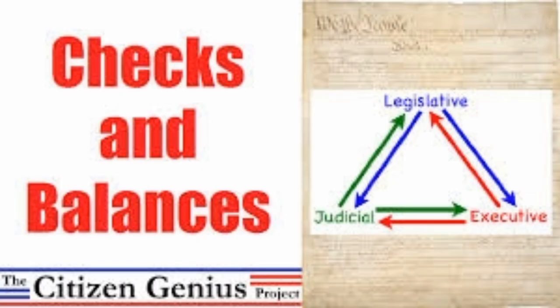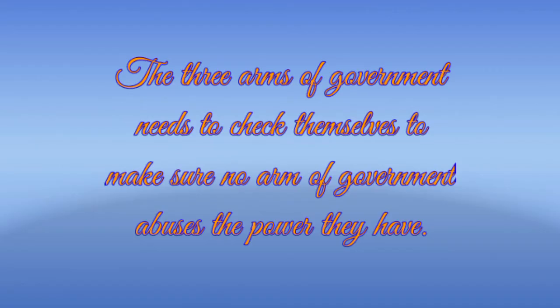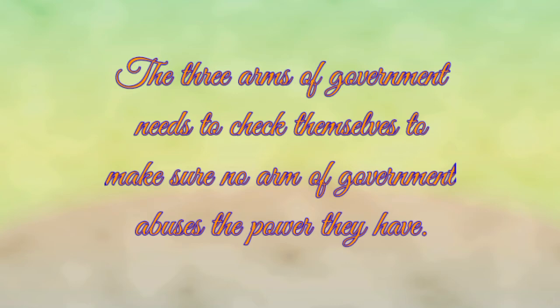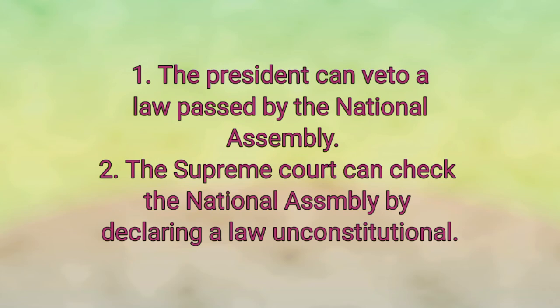Okay, let's look at checks and balances before we go. Now, the three arms of government need to check and balance themselves, and this enables them to ensure that no one becomes too powerful or abuses the power vested in them. Each arm of government is checked by the other two in different ways. For example, the president can veto a law passed by the National Assembly.